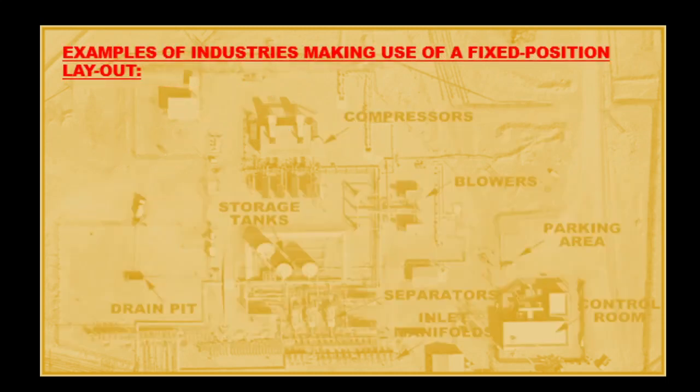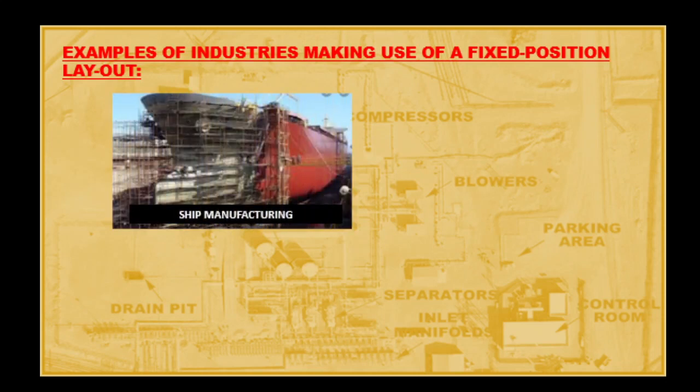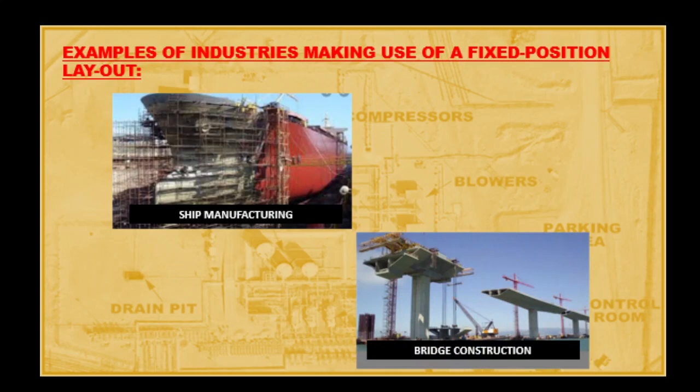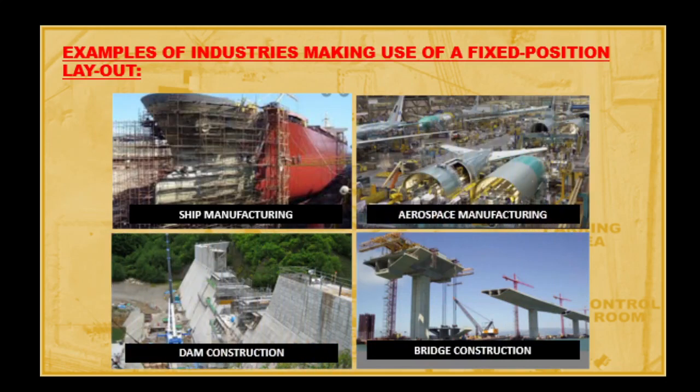So next slide tayo. Examples of industries making use of a fixed position layout. So we have here ship manufacturing, bridge construction, dam construction, and then aerospace manufacturing. So in all possible cases, it is actually quite difficult to move the said product that is to be assembled. So in this case, ang ginagalaw natin dito is yung mga machines or equipments. So in that case, there is lesser probability na magkaroon ng damage doon sa binubuo nating product, rather, karoon naman tayo ng damage doon sa mga ginagamit nating equipments or machines.